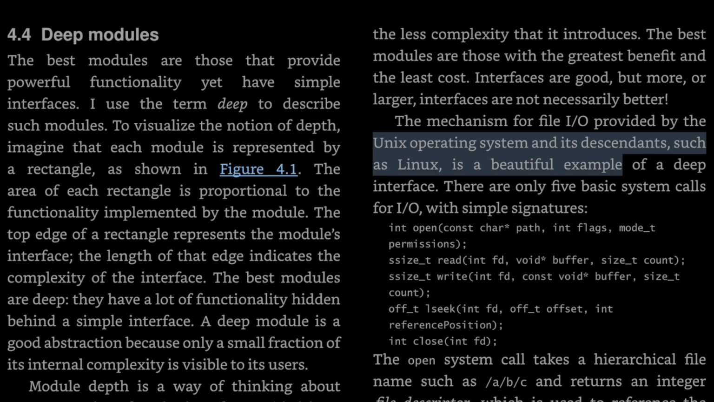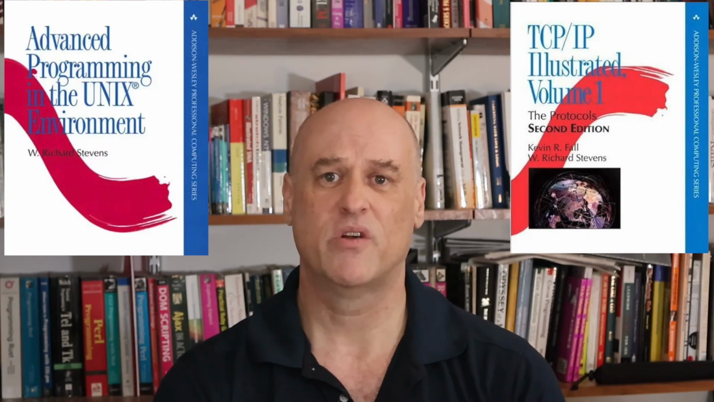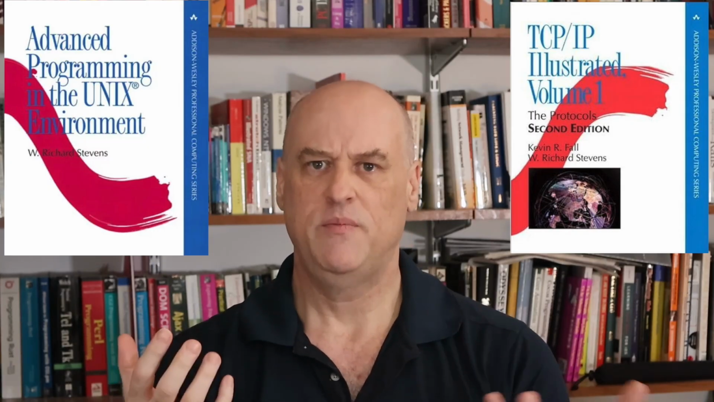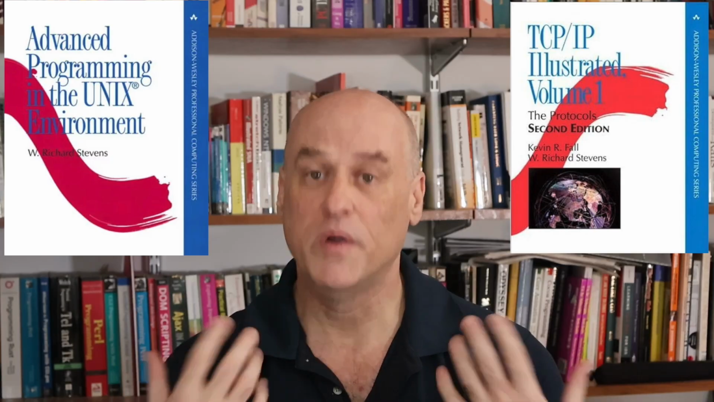Moving on to page 23, the Unix operating system and its descendants, such as Linux, is a beautiful example. And this is absolutely true. He kind of buried the lead here. In a previous video, I recommended Advanced Programming in the Unix Environment and TCP/IP Illustrated as fundamental books for programmers. These two systems, Unix and TCP/IP, conquered the world. There's a reason for that.